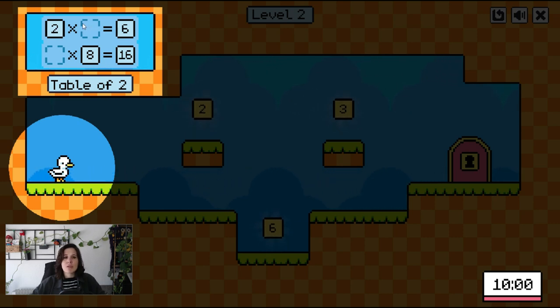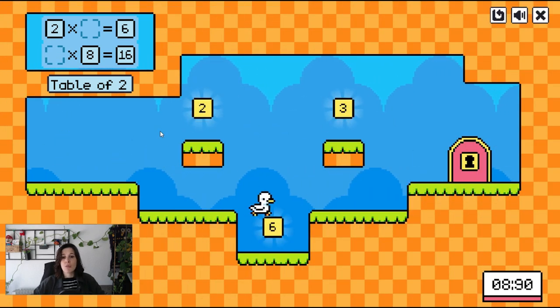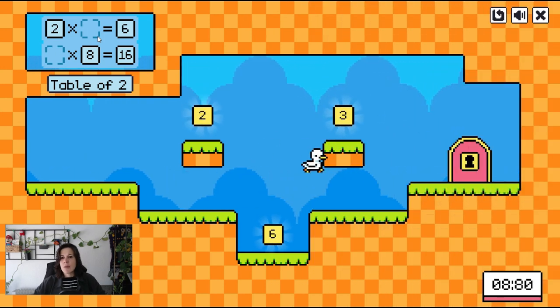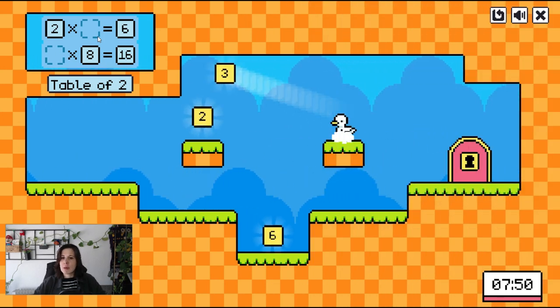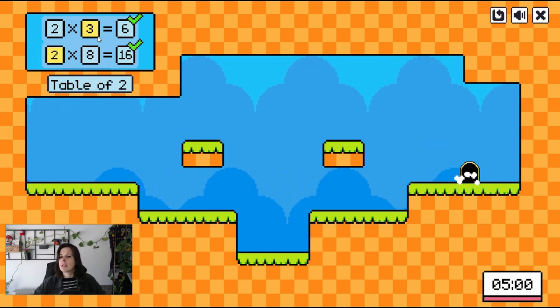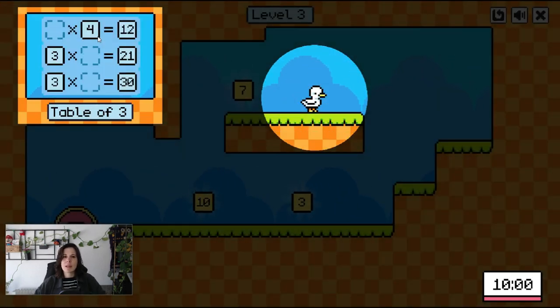Let's see what numbers we are missing in the equations. 2 times 3, 6. And 2 times 8, 16. We would have to pick up with the duck first the number 3, and then number 2, and in that order, because if we pick up another number or another order, we start over because it's not correct. So we have to pick up first the 3 and then the 2. Let's see. Using the arrows, I move the duck to pick up the 3 and the 2. Then the key to open the door and get out in time, within the finite time we have.